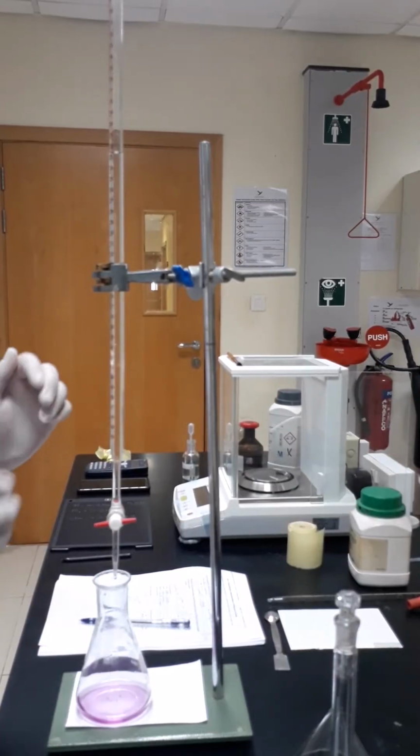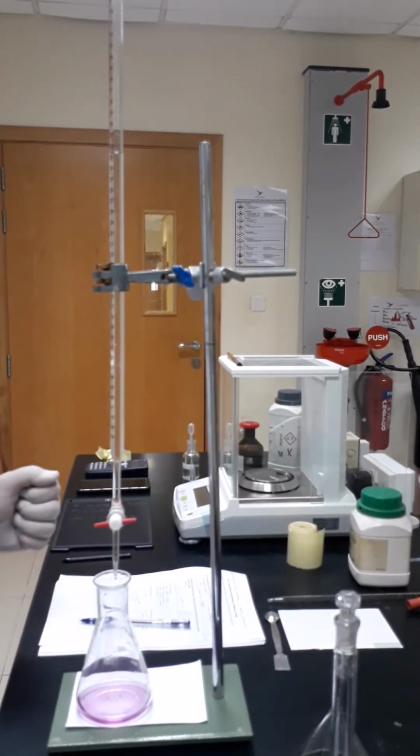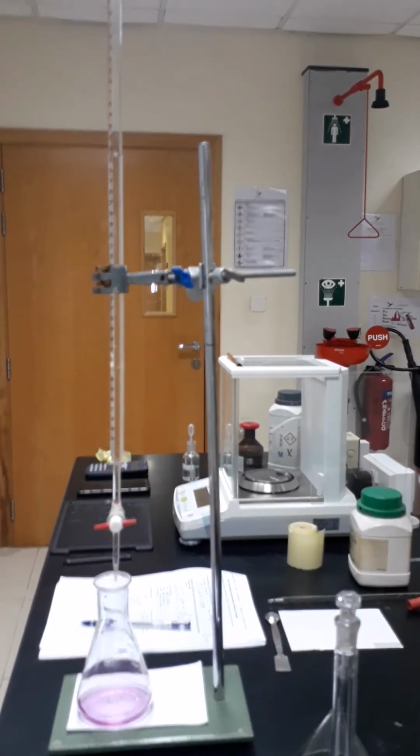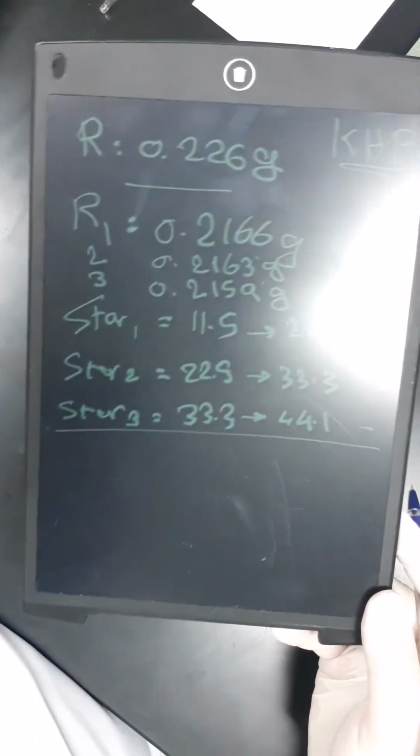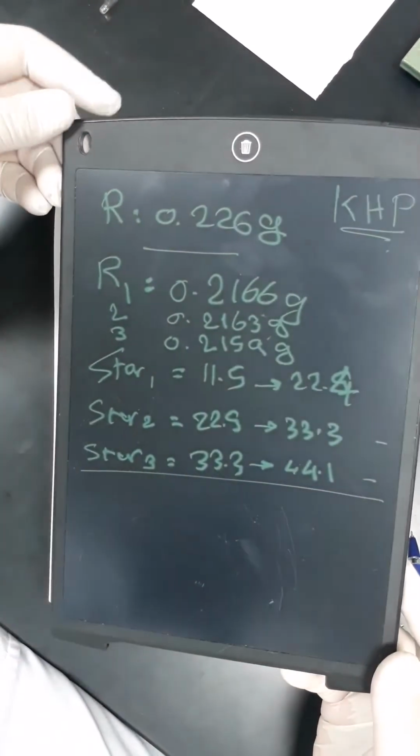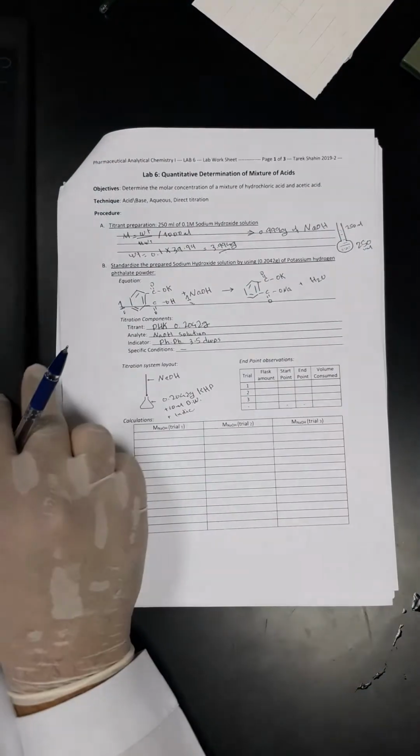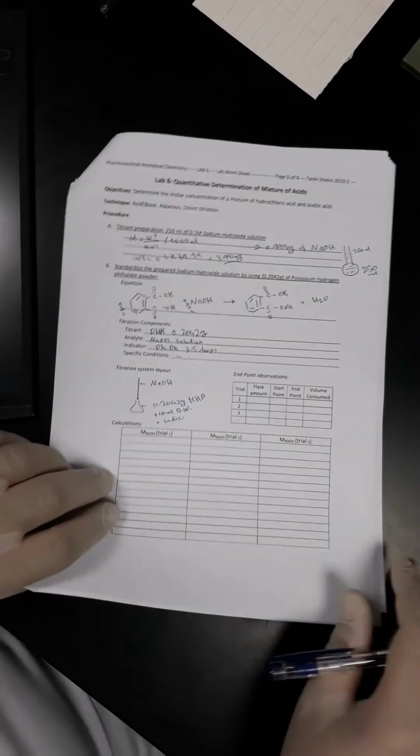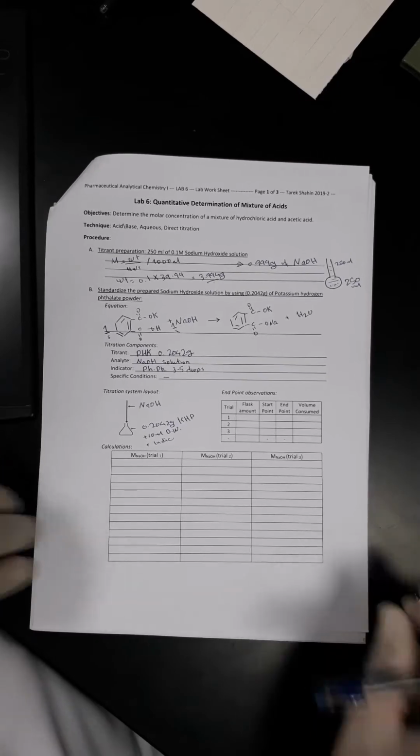Now we are going to repeat the entire process 3 times and take the average of that. After doing the experiment 3 times, we will find that these are the readings. Now I'm going to transfer them to my document here. I'm not sure if it is clear for you or not, but I'll try to magnify it. I think it's okay now.